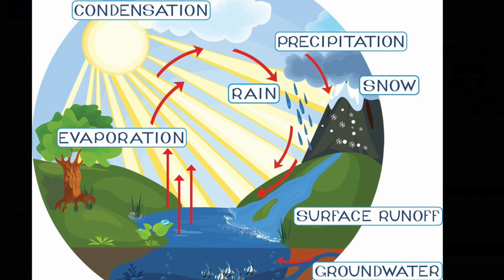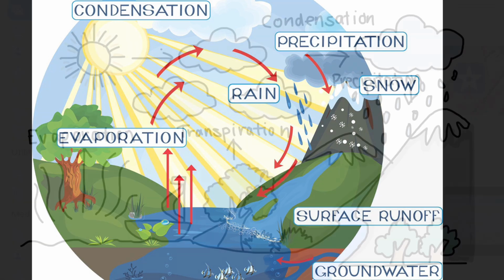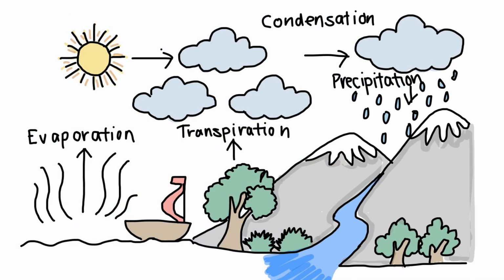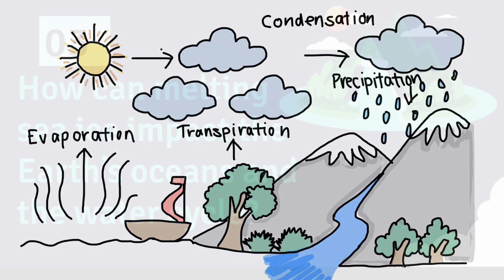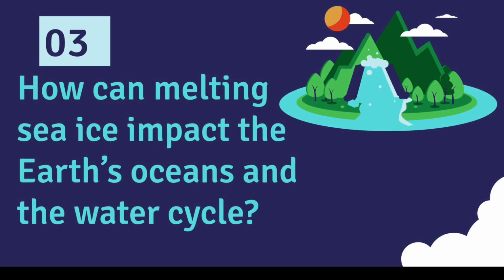Ways we can help the water cycle are by conserving water resources, keeping pollutants off the ground, water, and air, and protecting our ecosystems and biodiversity. My next topic is how can melting of sea ice impact the Earth's oceans and the water cycle?